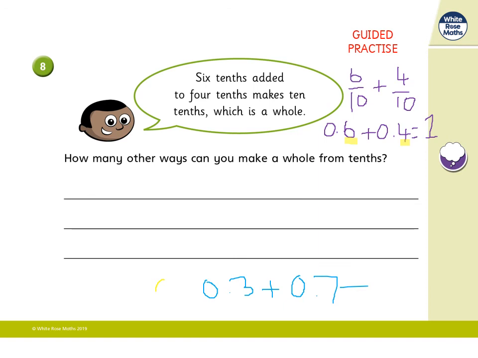So I know, remembering again what I have told you, that 10 lots of 0.1 or 1/10 equals 1 whole. So 0.3 add 0.7 equals 1. Could you think of any other tenths that would be added together to equal a whole? Well done, Lucy.